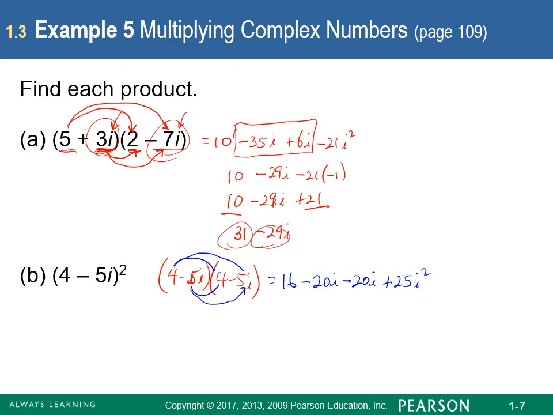We'll replace the i squared with negative 1. We'll put the 20i's together. That'd be a 16 minus 40i plus 25 times negative 1. So 16 minus 25 would come out to negative 9. And that's how we do them by hand.